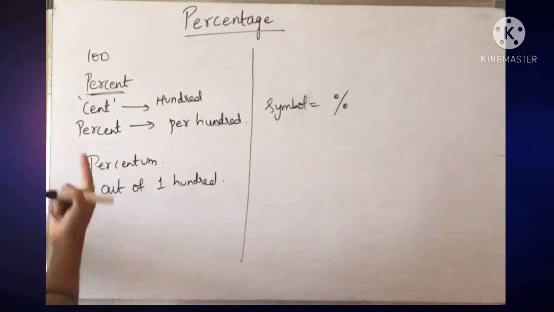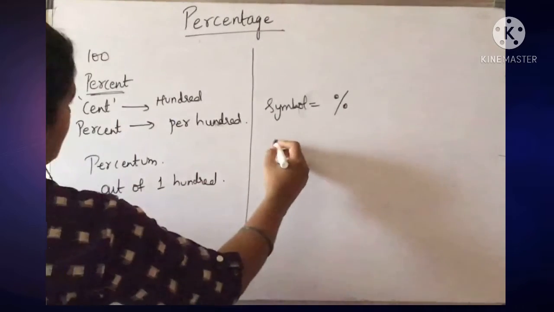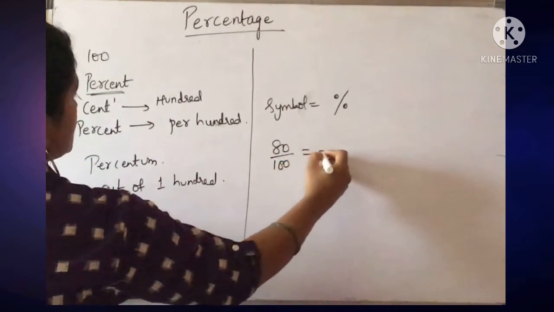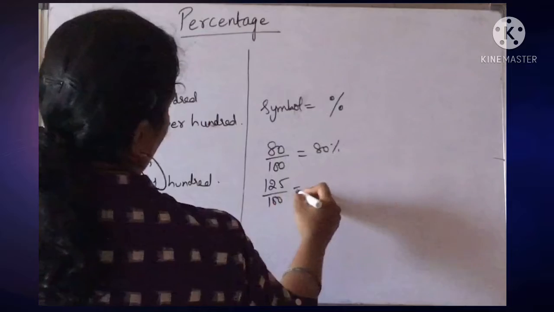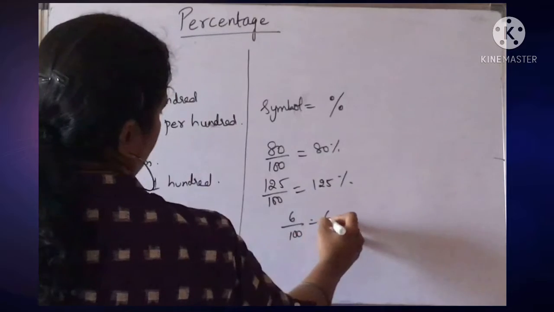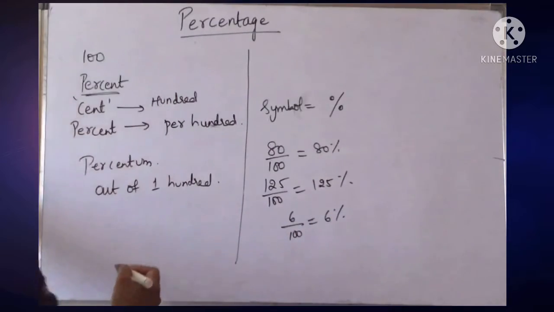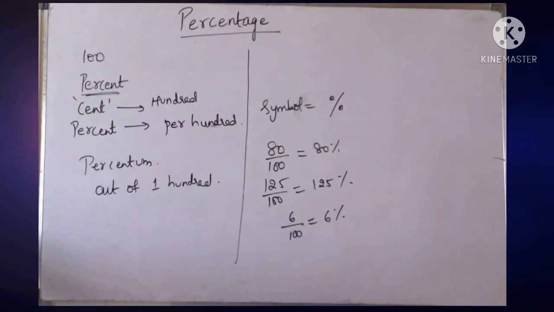Okay. So to express a fraction as a percentage, first we need to convert it to an equivalent fraction with 100 as the denominator. Just now we have done this for Pinky's marks. If a fraction has a denominator of 100, we write it as a percentage. For example, 80 by 100 is nothing but 80 percent. Suppose it is 125 by 100, then we write it as 125 percent. Suppose 6 by 100, we write it as 6 percent. So finally we can say that if the denominator of a fraction is 100, then the numerator gives you the percentage equivalent to that fraction.